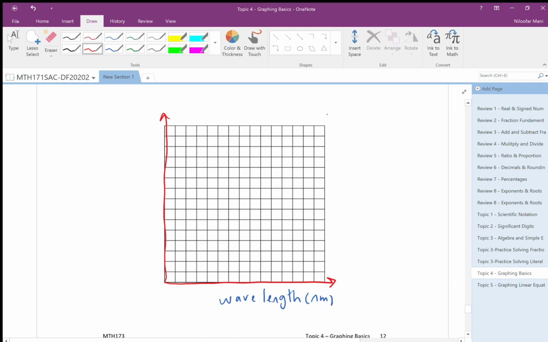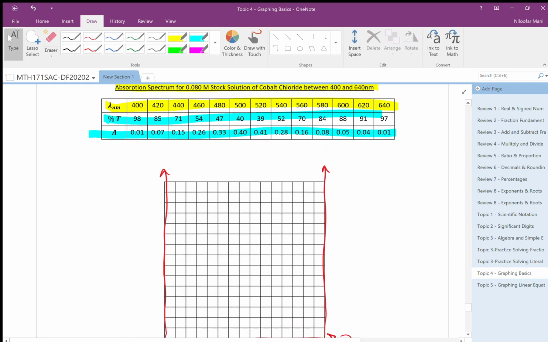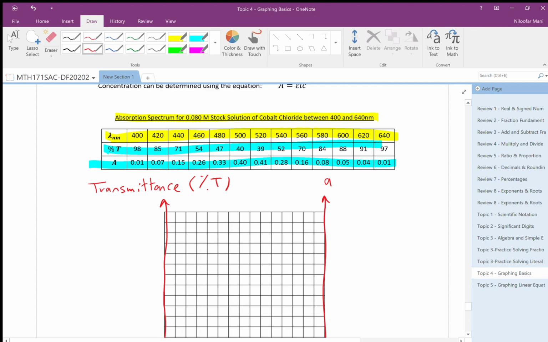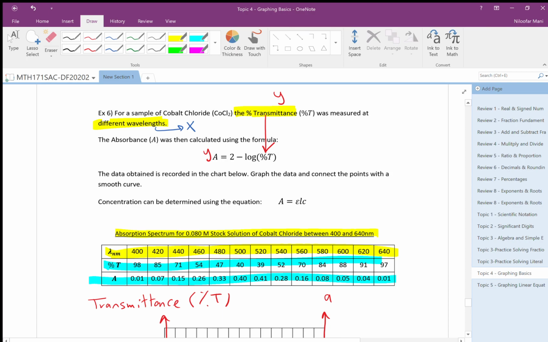I do this, and I also do this, because I have two y values. Okay, nice. So this one is transmittance, and this one is absorbance. I don't want to misspell anything.